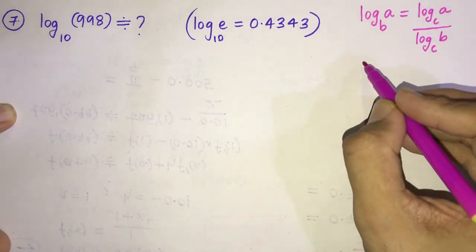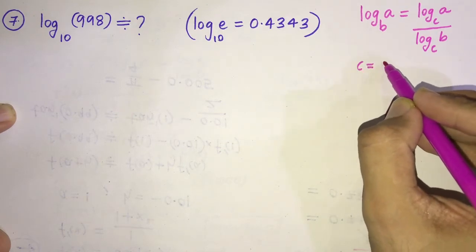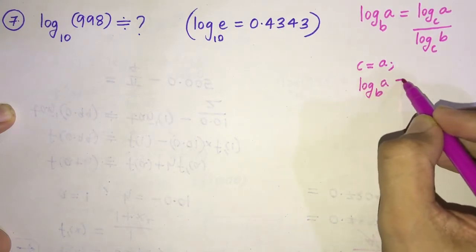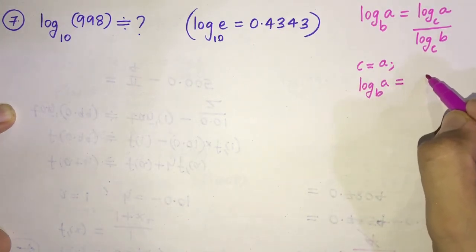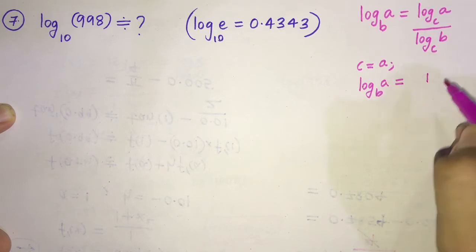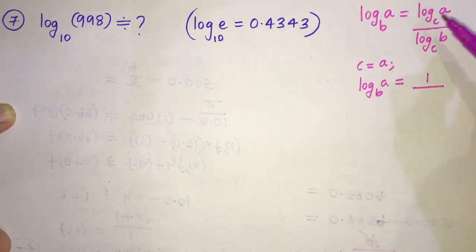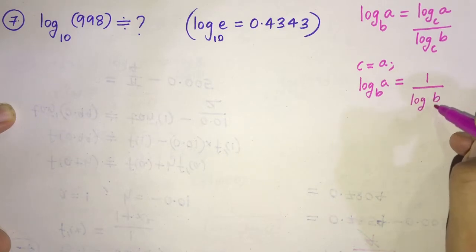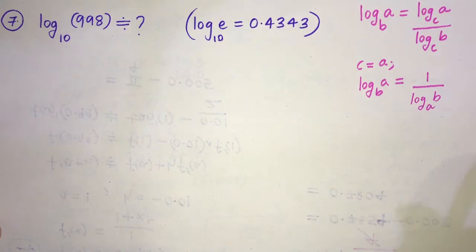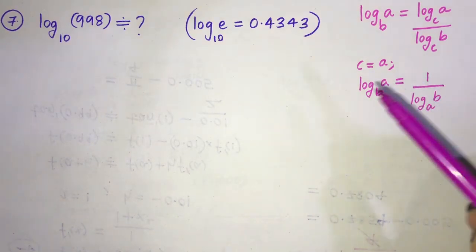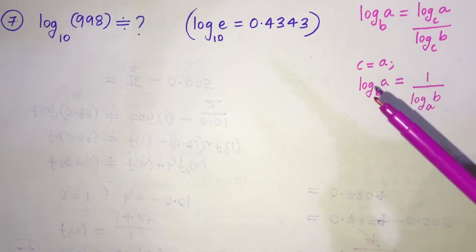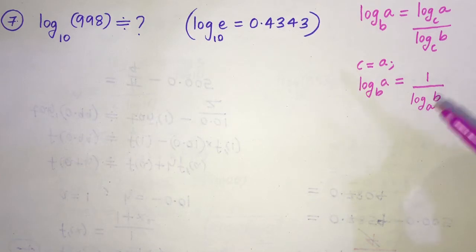But instead of c, if I put c as a, I get this law as log of a to the base b equals log of a to the base a, and log of a to the base a is going to be 1. So I get 1 upon log of b to the base a. So that is the reciprocal law in logarithms, where log of a to the base b can be written as 1 by log of b to the base a.